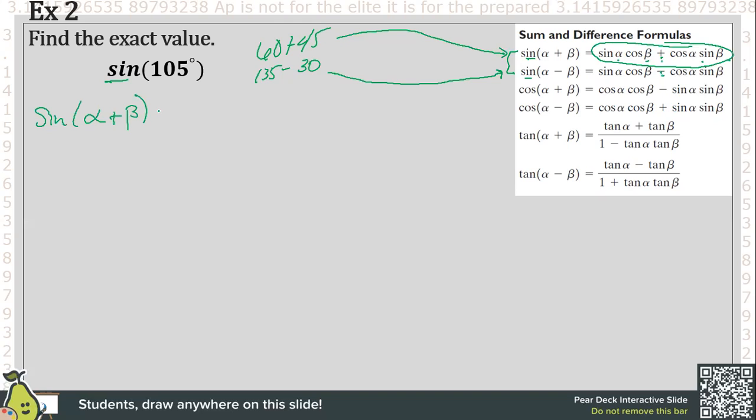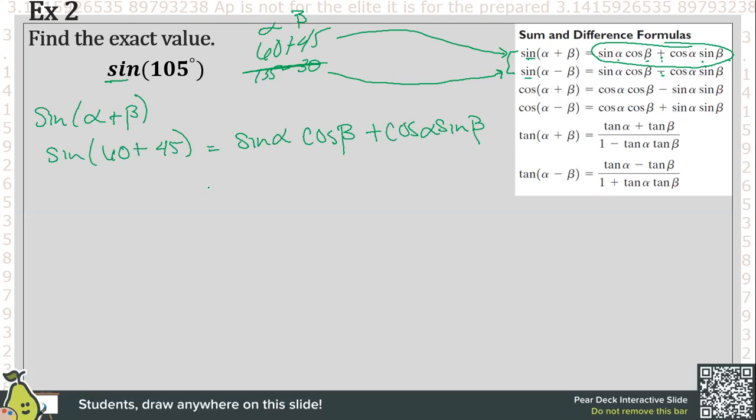So this right here will be our alpha, this will be our beta. Unfortunately, we won't use this 135, but I promise you it does work. It's just that 135 will be in quadrant 2. So we have sine of 60 plus 45, and we substitute everything: sine of alpha cosine of beta plus cosine of alpha sine of beta.